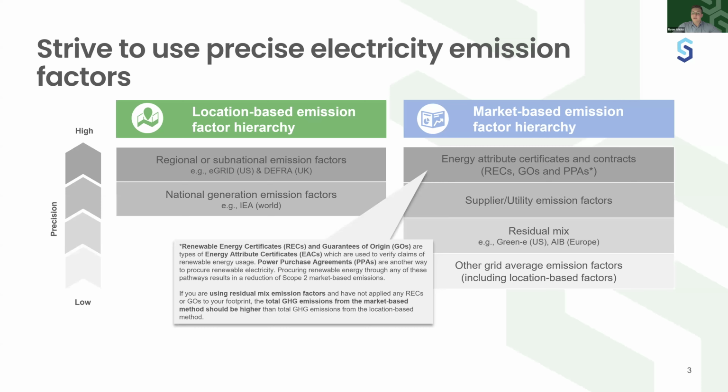As a note, if you are using residual mix emission factors and have not applied any RECs or GOs to your footprint, the total GHG emissions from the market-based method should be higher than the total GHG emissions from the location-based method. For some countries where market-based emission factors aren't available, you may have to use a location-based factor as a proxy. In the next couple of slides, you will find common sources for these emission factors and a summary on how to account for both location and market-based Scope 2 emissions.